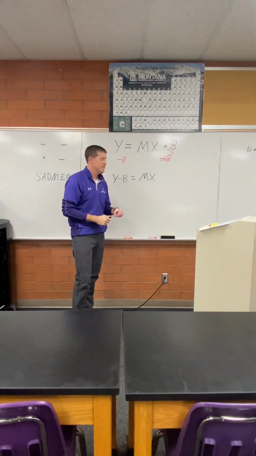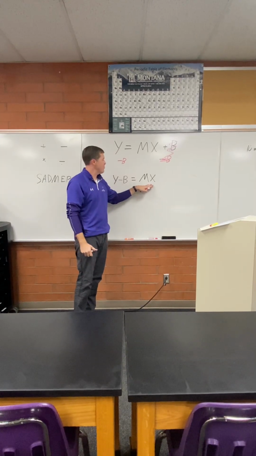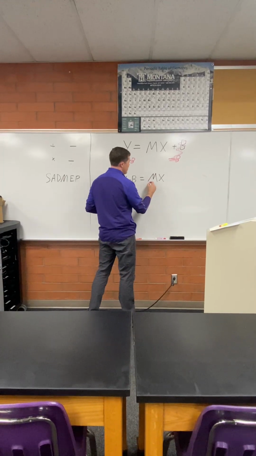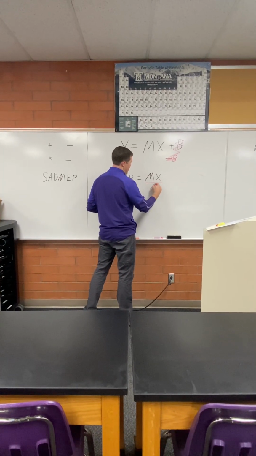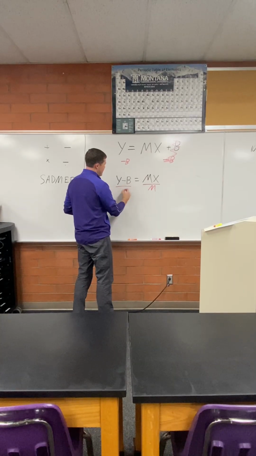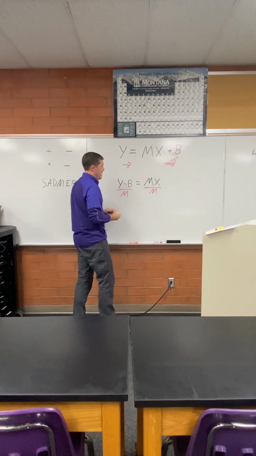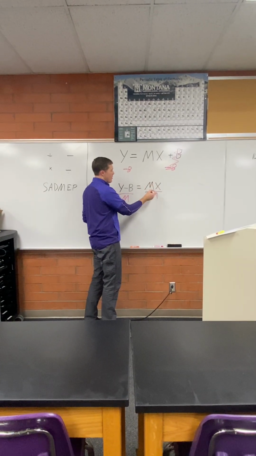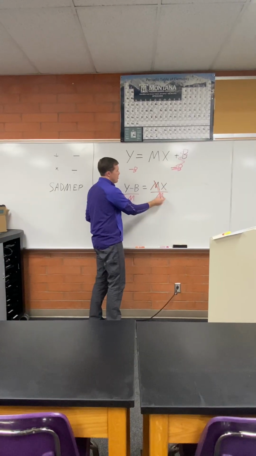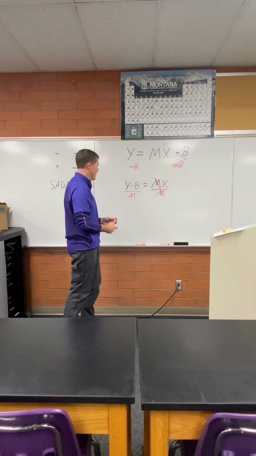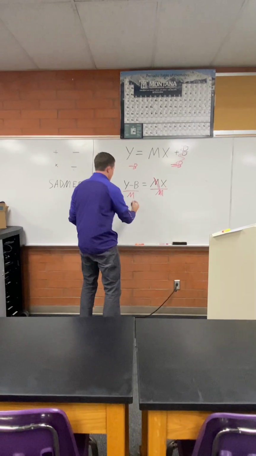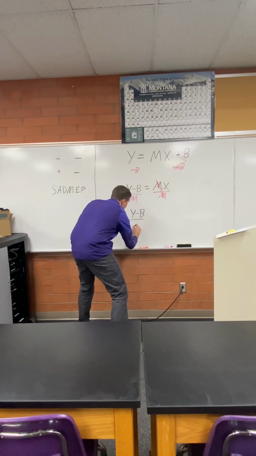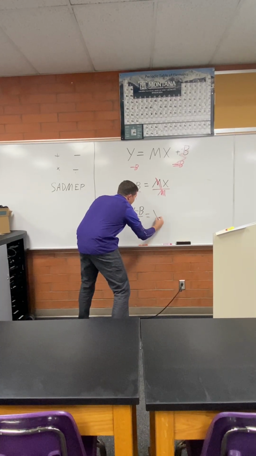Now we can go after the multiplication part. x and m, they're being multiplied. The opposite of multiplying by m would be to divide both sides by m. Now you have m being divided by m, which becomes a 1. Multiplying by a 1 is just the number, so we can exclude that from this side of the equal sign. When we rewrite that, you're going to end up with y minus b divided by m equals x.